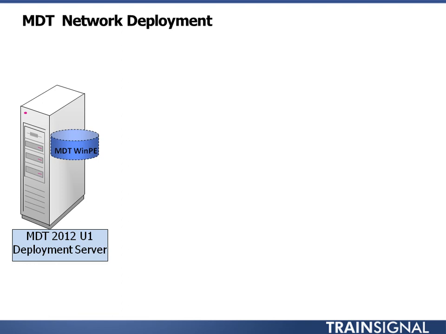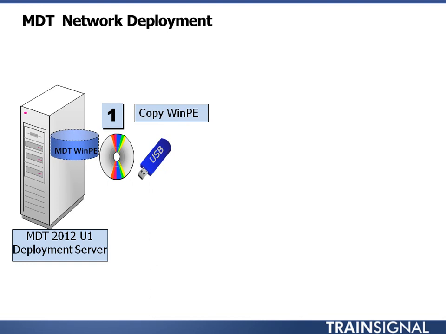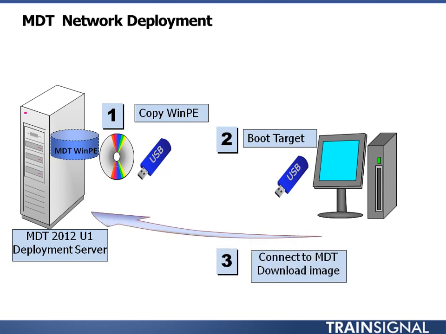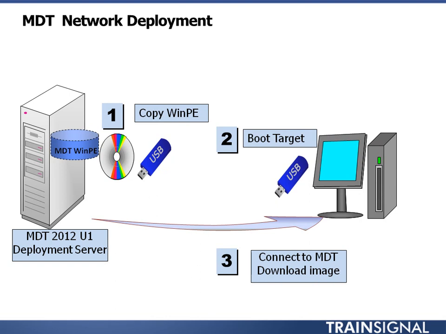Now, it's time to deploy that master image using MDT's network deployment. What we have here is our MDT deployment server and that MDT WinPE from the deployment share boot folder. Step 1 is to put that on some type of medium so that we can get it to our machines to boot that WinPE. Your options, CD or a bootable USB. We're going to go with a bootable USB. So boot your target machine where we want to put the image using the MDT WinPE. Then the target machine can connect to MDT and download an image. So let's go create that reference image.